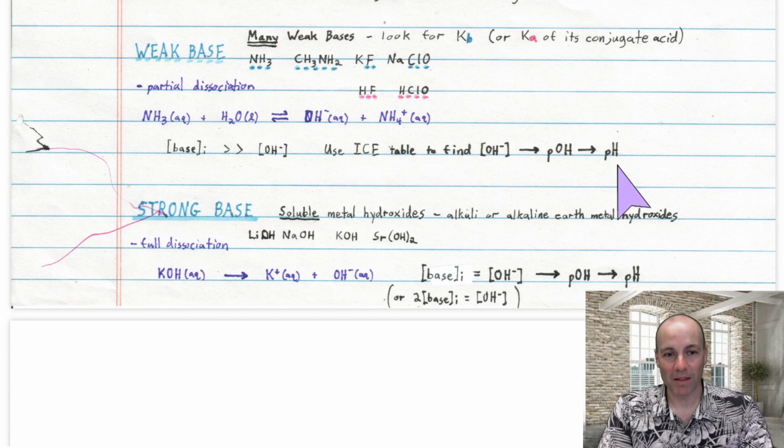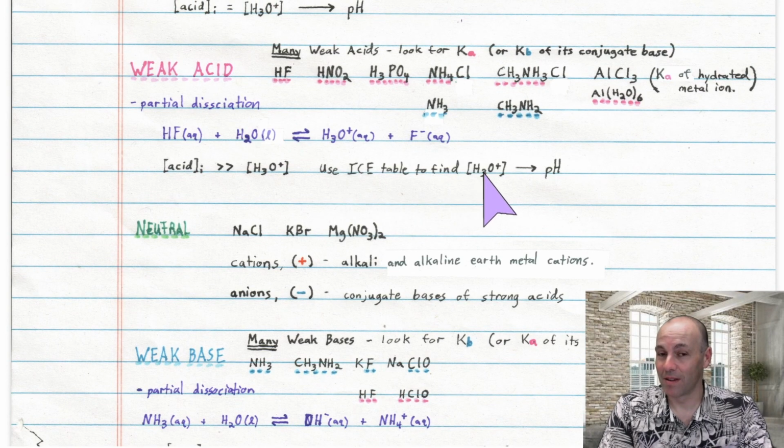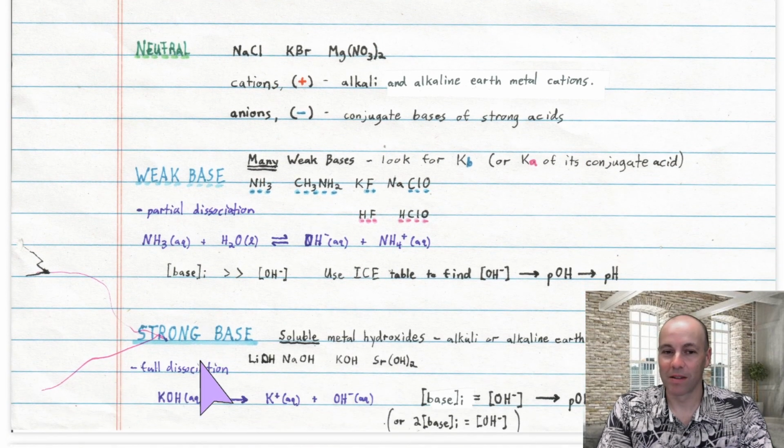So weak bases involve using an ice table to find hydroxide, then get the pOH, and then the pH. Weak acids use an ice table to find the proton concentration, and then the pH. So weak systems involve ice tables in your calculations.